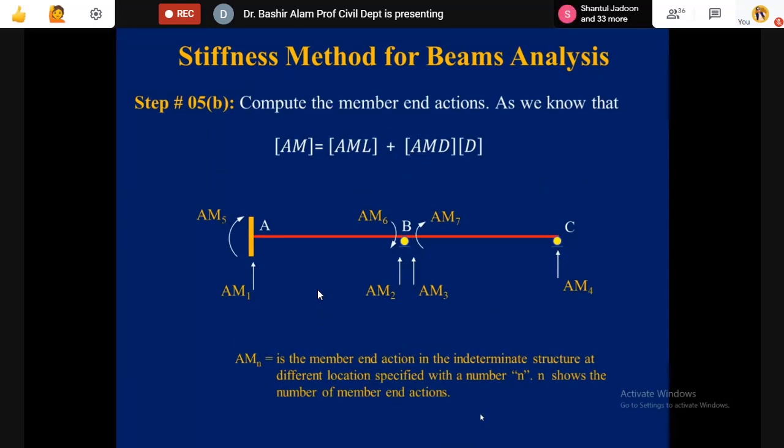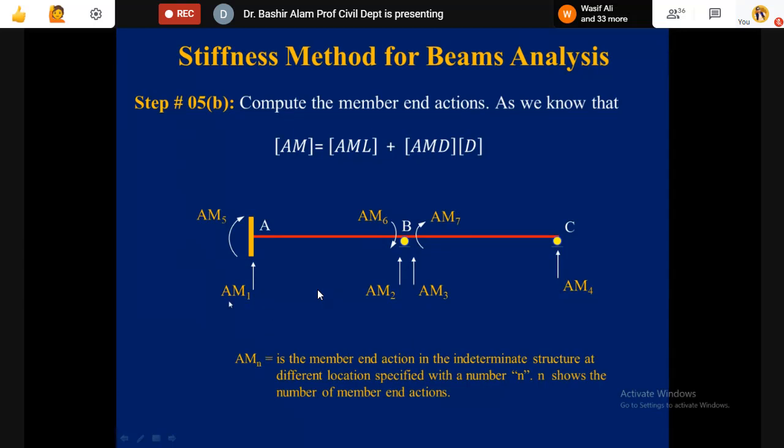We are interested now in the shear and moments. And we use our conventional equation, AM is equal to AML plus AMD times D. So quickly you draw these references now. Where is your AM1, 2, 3, 4, 5, and 6? AM6 and AM7 should be equal and opposite. But let's prove that we are getting this situation. AM6 must be equal to AM7 in order to have this continuity, and they should be in the opposite direction. But let's see what we are getting from the calculations.